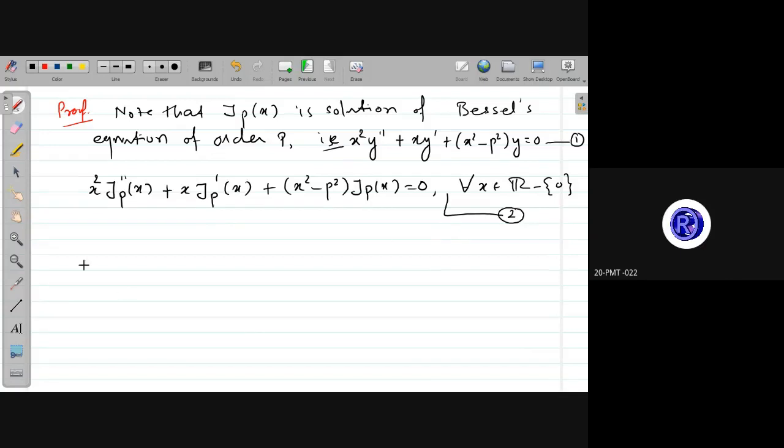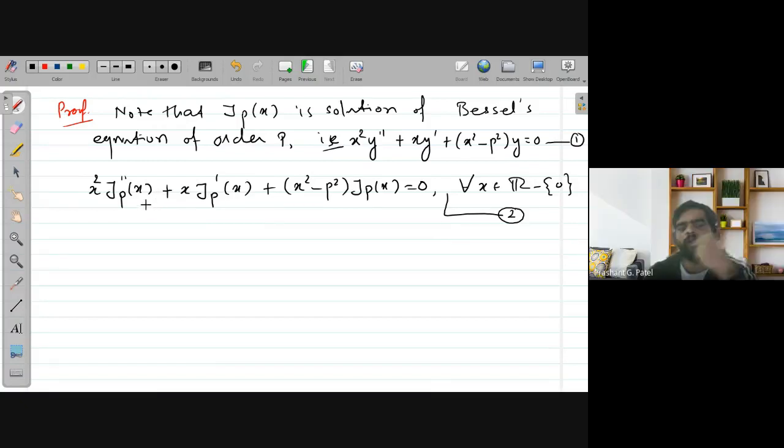Sir, is the derivative over Jp or over x? The derivative is with respect to x. The differentiation y double dash, this is Jp of x, that is a Bessel's function. Okay, sir. Y double dash is a differentiation with respect to x, the double derivative, so this is also differentiation with respect to x.